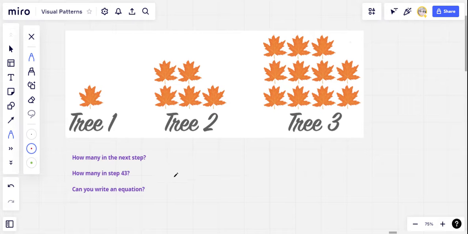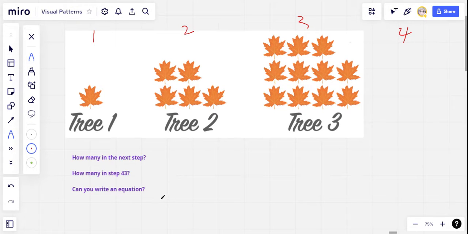Hello, everybody. We are back with another visual pattern challenge, this time leaves on trees. So here's step one, step two, step three, or tree one, tree two, tree three. And your job is to look at this pattern and see if you can figure out how many leaves are going to be on tree number 4. And then tree 43 if this pattern were to continue like this.